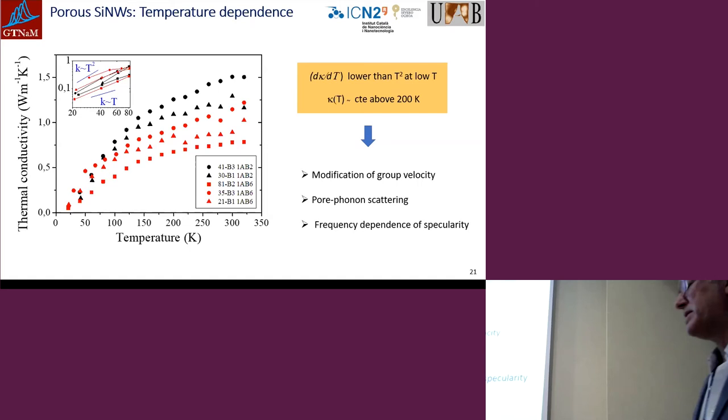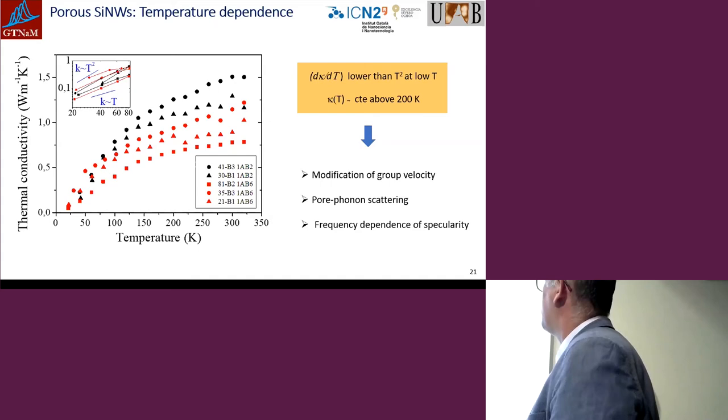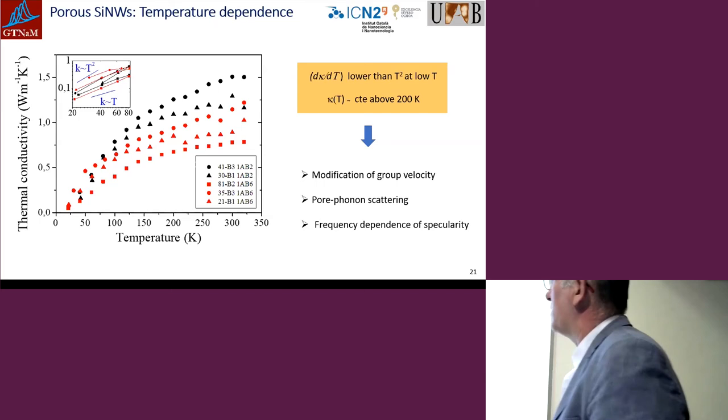So these reasons might explain this variation of the slope of the thermal conductivity. We have not gone into detail, but it may be interesting to explore that in a little bit more detail.